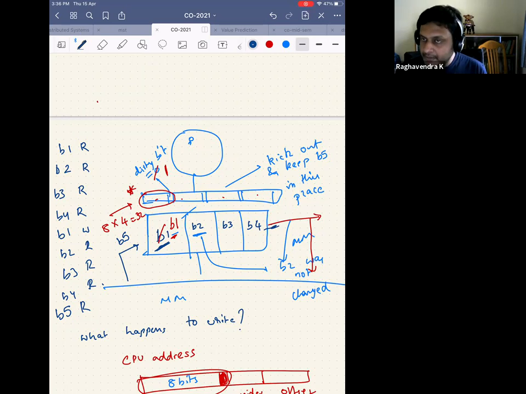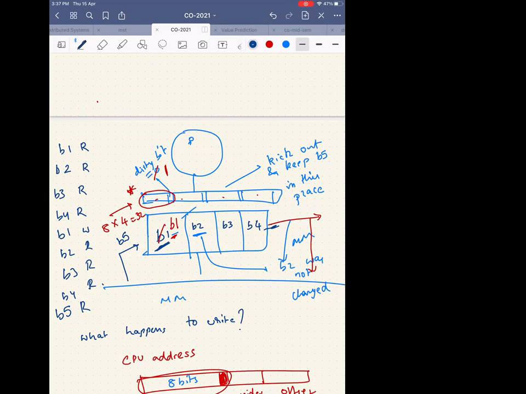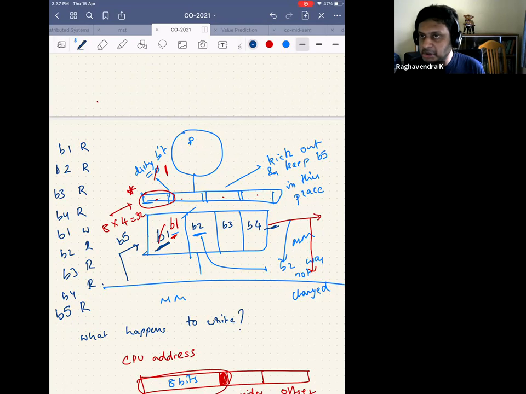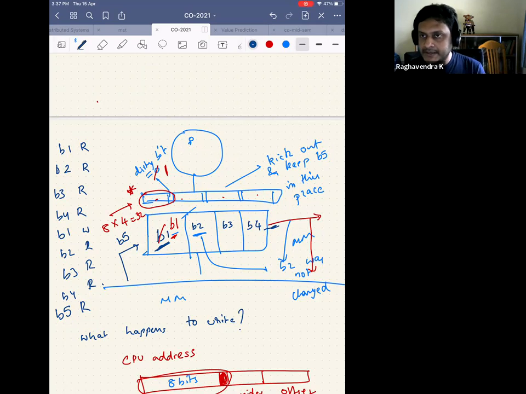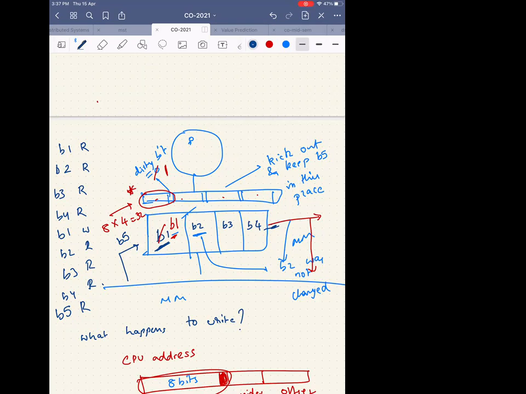There is one more glaring problem. There's one more glaring issue with this design. Can anybody tell me what? Sir, before kicking B1, we need to store it first, and then we need to bring the new block, right? Why? No, I just kick it out. How will you do it? I just kick it out, maybe write it to a buffer, and then read the data. Okay, then it's fine.